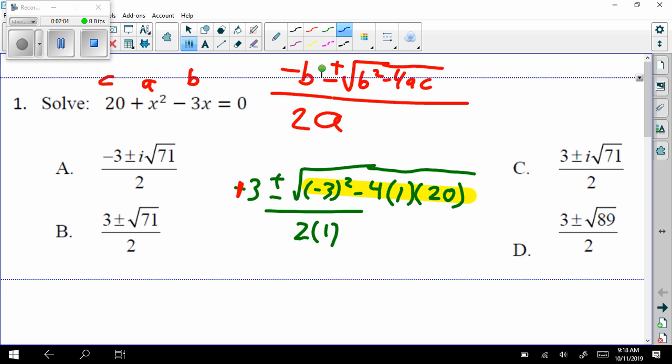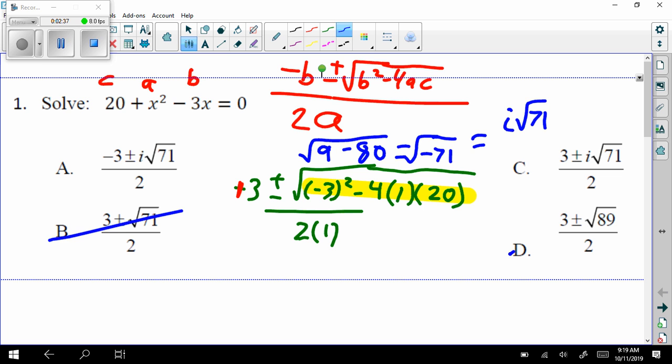So when we start on the inside of the square root, we get negative 3 squared is 9, minus 4 times 1 is 4, times 20 is 80. 9 minus 80 is negative 71. Since there's a negative inside the square root, you would pull that out as an I. So it's got to be I square root of 71, which we can already eliminate a couple answers. So it's positive 3 plus or minus I square root of 71 all over 2. Since it's positive 3, that means it is C.